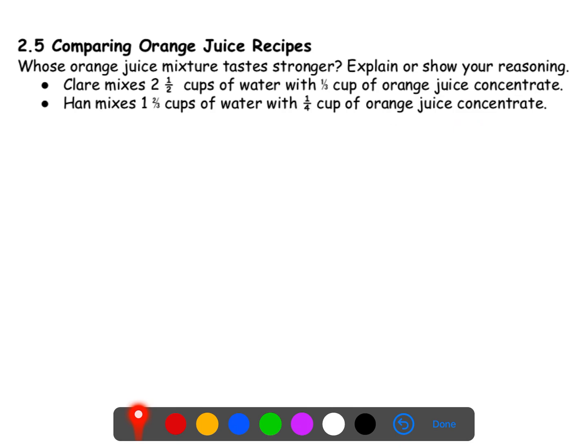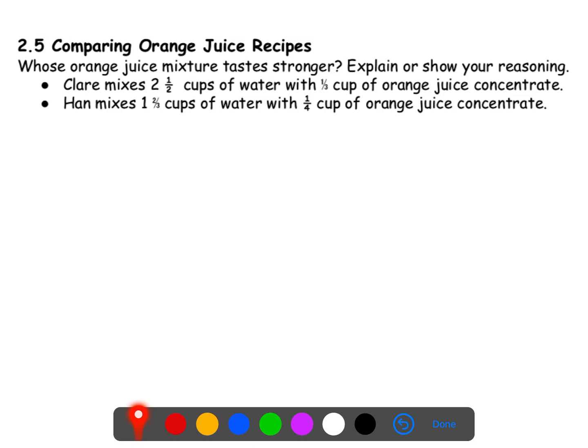So let's look at Claire. Claire mixes 2.5 cups of water with 1/3 cup of concentrate. Han mixes 1 2/3 cups of water with 1/4 cup of orange juice concentrate. Now, this is really hard to tell. It seems like Han used almost a cup less water than Claire. But then he also used less concentrate than Claire did. So this is kind of tough.